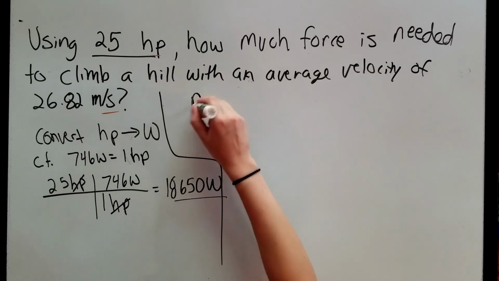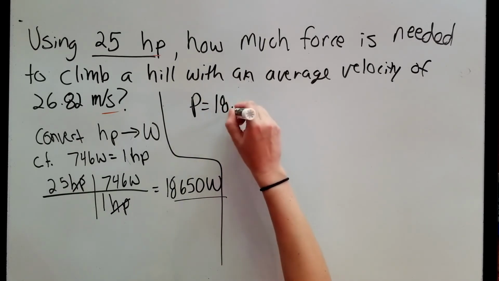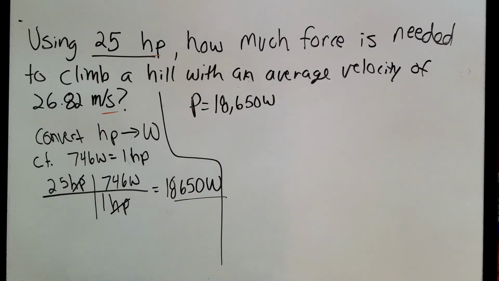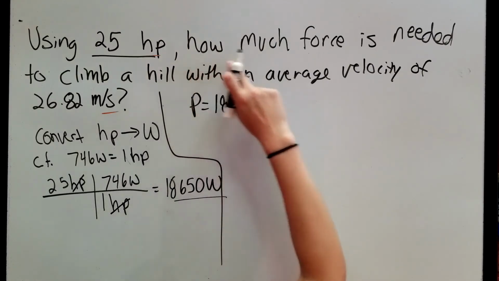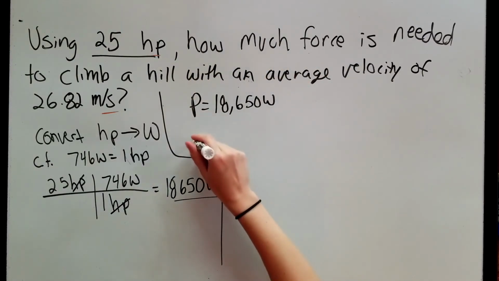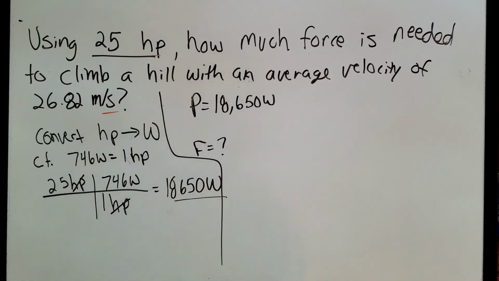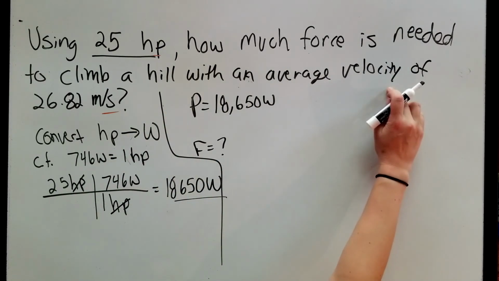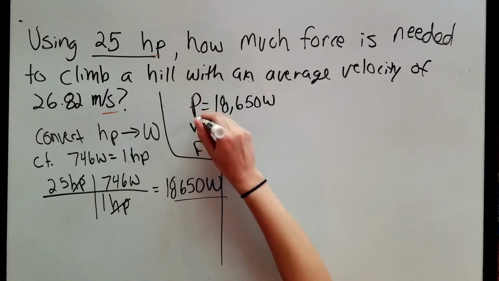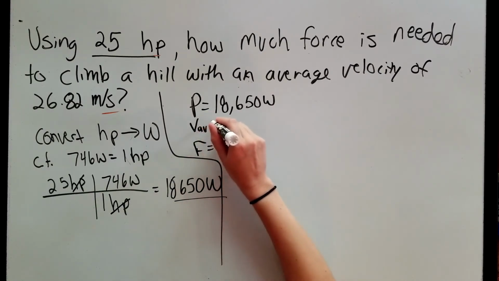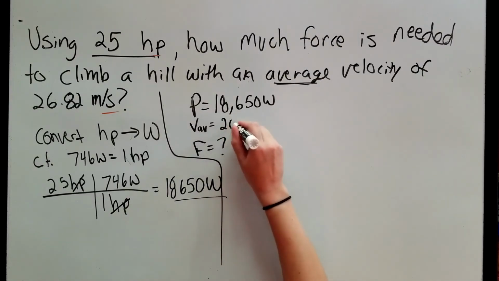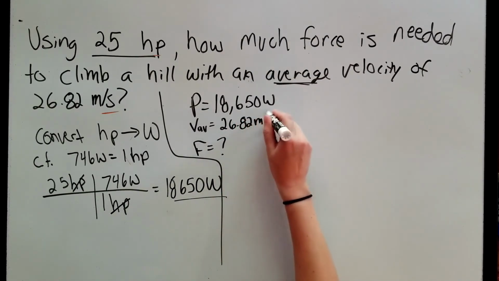So for my knowns and unknowns, my power is 18,650 watts. What other pieces of information did they give us? Well, they asked how much force, so we know force is what we're looking for. And then an average velocity. Okay, so it's V for velocity, but it's got that sub AV because they specified average. And that is 26.82 meters per second.